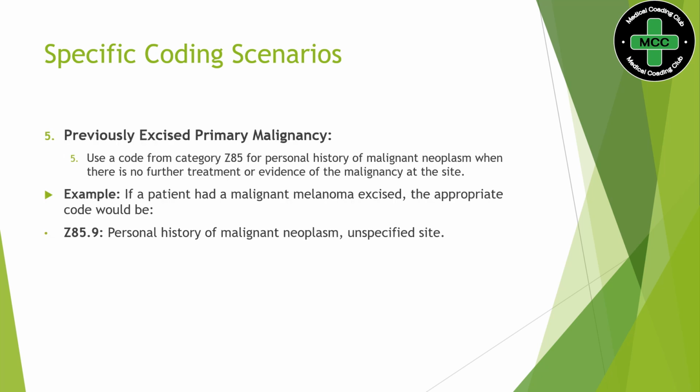Next guideline, previously excised primary malignancy. Here the provider should mention that there is no malignancy, that the malignancy has been completely cured. At that time you can use the code from category Z85 for personal history of malignant neoplasm, when there is no further treatment or evidence of malignancy at the site. The patient should not take any treatment towards that malignancy and there should be no evidence. Then only can we use the history code from Z85. So if a patient had a malignant melanoma excised, we will just assign the personal history of malignant neoplasm.